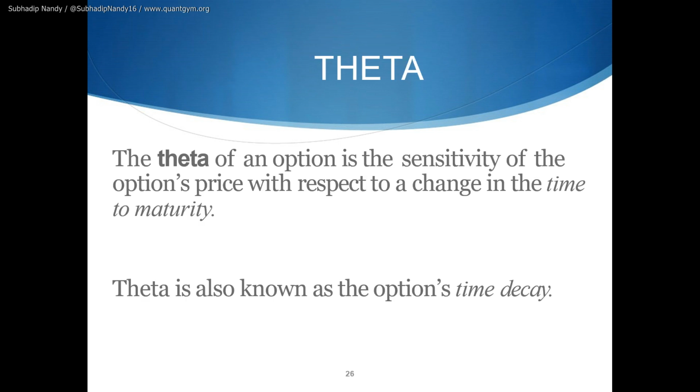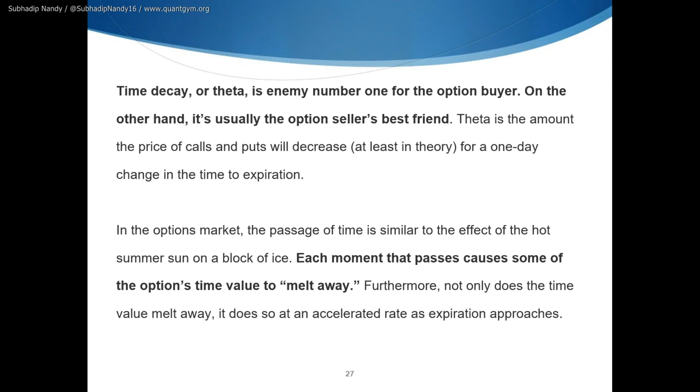Let's come to the next Greek, which is theta. Theta of an option is the sensitivity of the option's price with respect to a change in the time to maturity. Theta is also known as the option's time decay. Time decay, or theta, is enemy number one for the option buyer. On the other hand, it is usually the option seller's best friend.